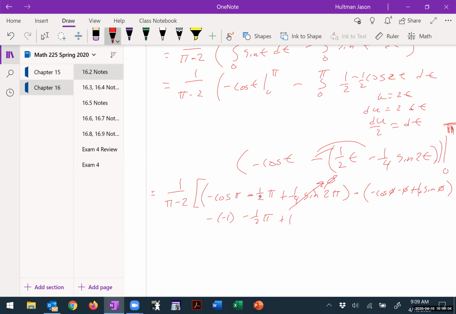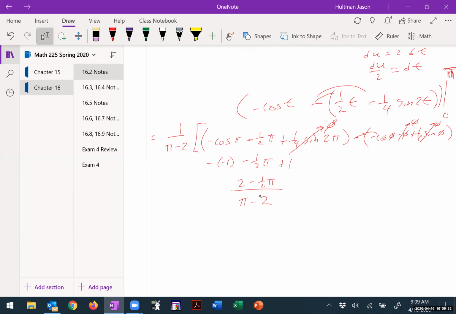Okay, all over pi minus 2. Sometimes you don't really want to have fractions over fractions. So I could multiply both top and bottom by 2 if I really wanted to make it prettier. It really doesn't matter. I could get 4 minus pi over 2 pi minus 4. It doesn't really matter how you want to write it, but this is equal to y bar.